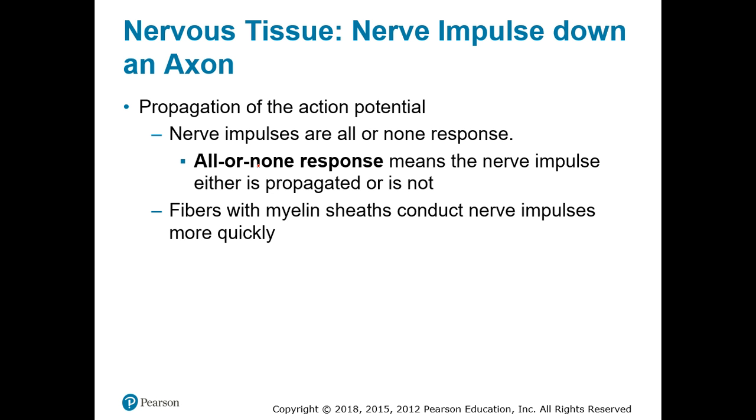Now, once you have an action potential nerve impulse generated, this is an all or nothing response, which means if the nerve impulse is generated, it's going to be sent. It's not going to be halfway sent or partially sent. It's going to go or not go. And one thing to note, now that we've known our anatomy, is fibers that are covered with the myelin sheath tend to conduct these nerve impulses more quickly.